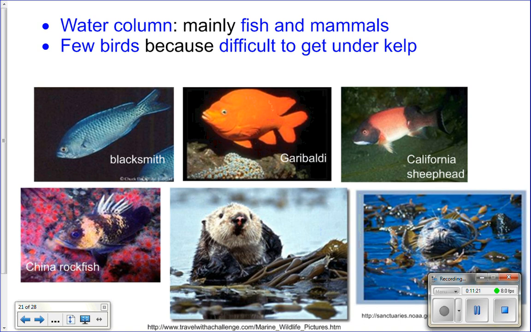And pictures, so you can see a bunch of different kinds of fish, and then your sea otter, which is also the keystone species of a kelp forest, right? We learned that. And then harbor seal over here.